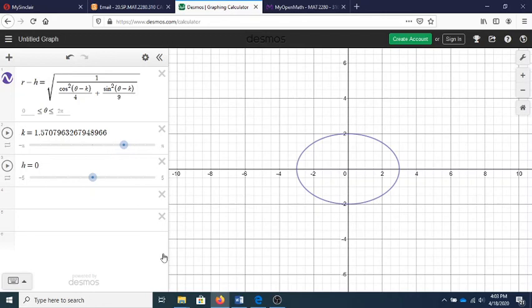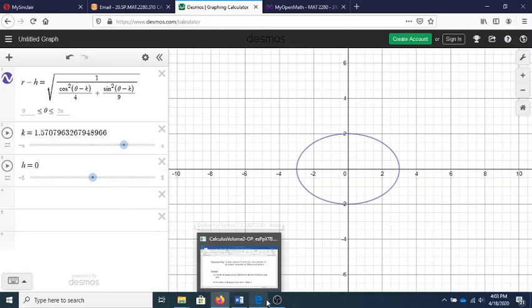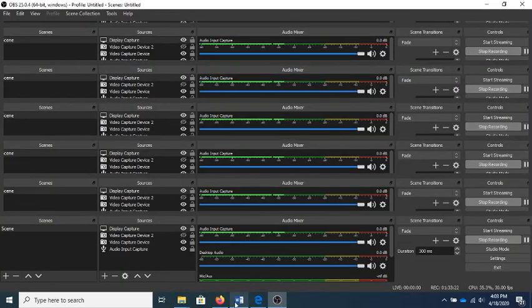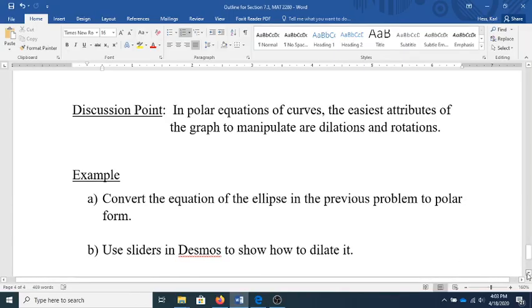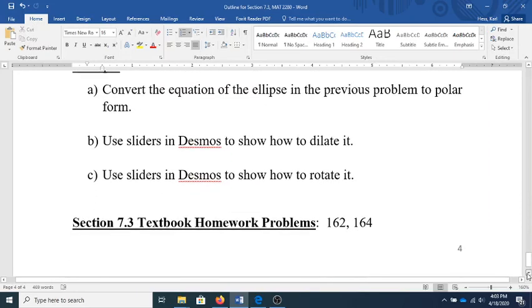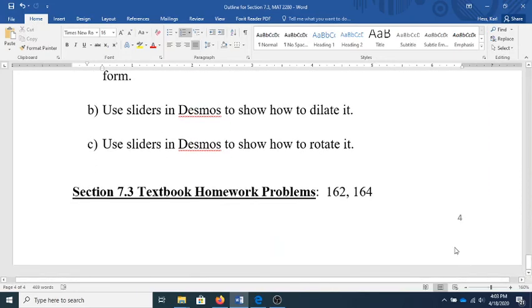Alright, well, that is pretty much everything I wanted to go over on our introduction to polar equations. So here's the textbook homework to do for section 7.3.